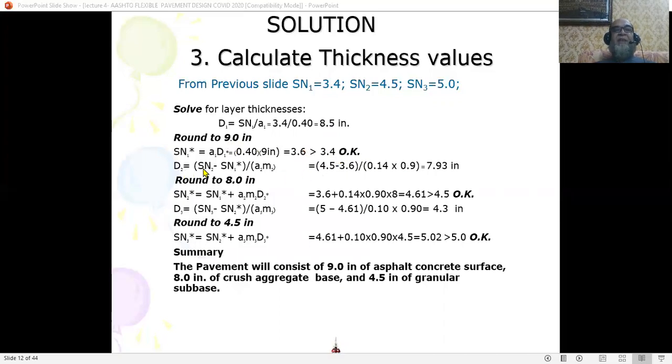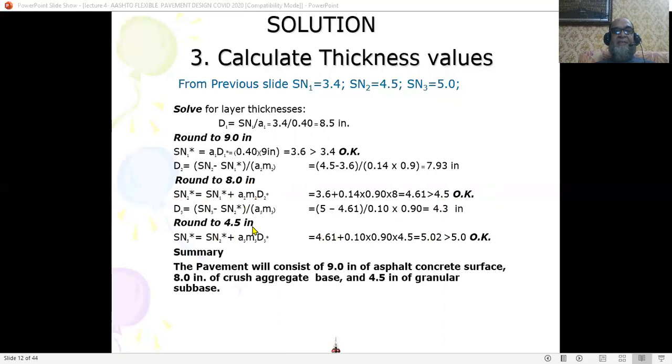For D2, you have to use this relation with SN2 that was calculated. Now, here we'll use SN1 provided, subtract it, divide by A2 M2, and this comes out to 7.93. Now, you again increase it to the next 0.5 inches. So, obviously, this 7.93 inches becomes 8 inches. So, again, we would like to know what SN2 provided is. We will use the same relation, and as expected, it is 4.61 and the value we required is 4.5. So the thickness of the crushed aggregate base course calculated is satisfactory.